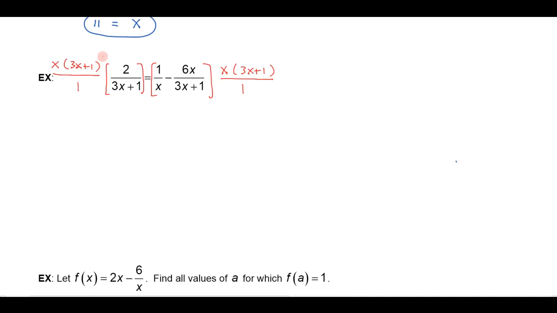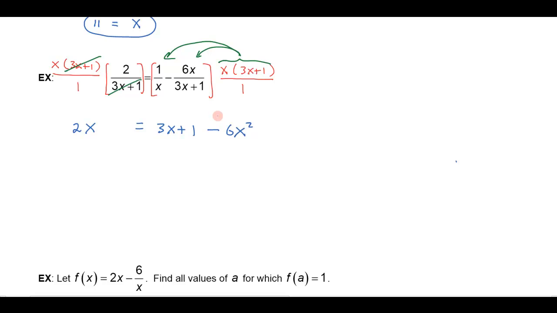So here on this side you can see that 3x plus 1 is going to cancel, and I'll be left just with 2x. Alright, over on the right hand side I have to be careful to distribute that to each of the terms. And when I distribute it to the first term, I hope you can see that the x's are going to cancel, and I'll be left just with the 1 times the 3x plus 1. And then I'm going to go over the minus sign, so I need to carry the minus sign down here. When I distribute to the second term, the 3x plus 1's are going to cancel, and I'm left with this minus and the 6x and then the x right here. So that's going to be minus 6x squared.